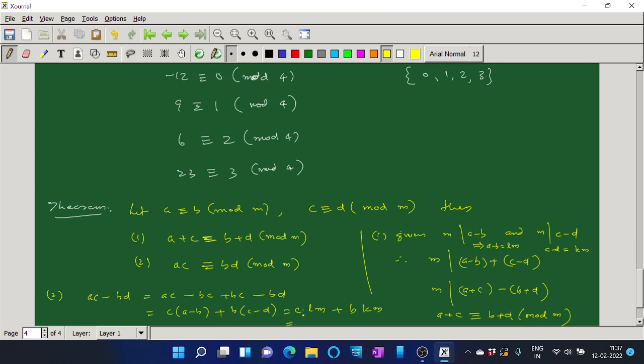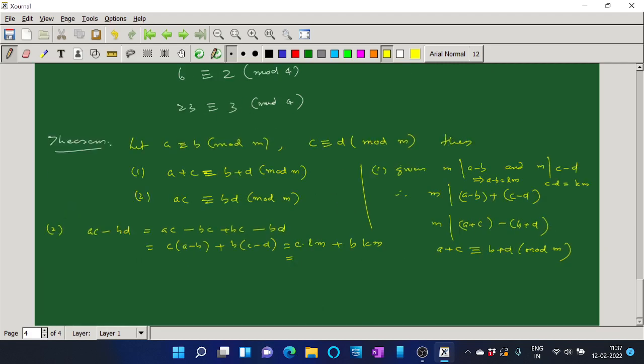And therefore, you can write this as M into CL plus BK. So, the right side is nothing but a multiple of M. That is, C into A minus B plus B into C minus D is a multiple of M. And therefore, M divides AC minus BD. This implies AC is congruent to BD mod M. That's the result.